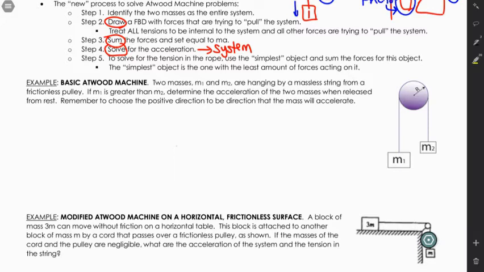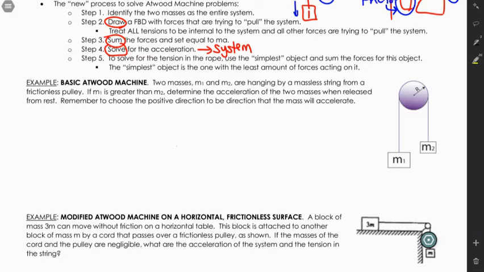All right, so the basic Atwood machine, right? Here we have two masses, M1 and M2. They're hanging by a massless string from a frictionless pulley. M1 is greater than M2. That's important to know because now we can identify which direction this is going to accelerate, or move. Determine the acceleration of the two masses when released from rest. And remember to choose the positive direction to be the direction that the mass will accelerate. Really, I copy and pasted this. This shouldn't necessarily be where it accelerates, but it should be the direction of the motion.